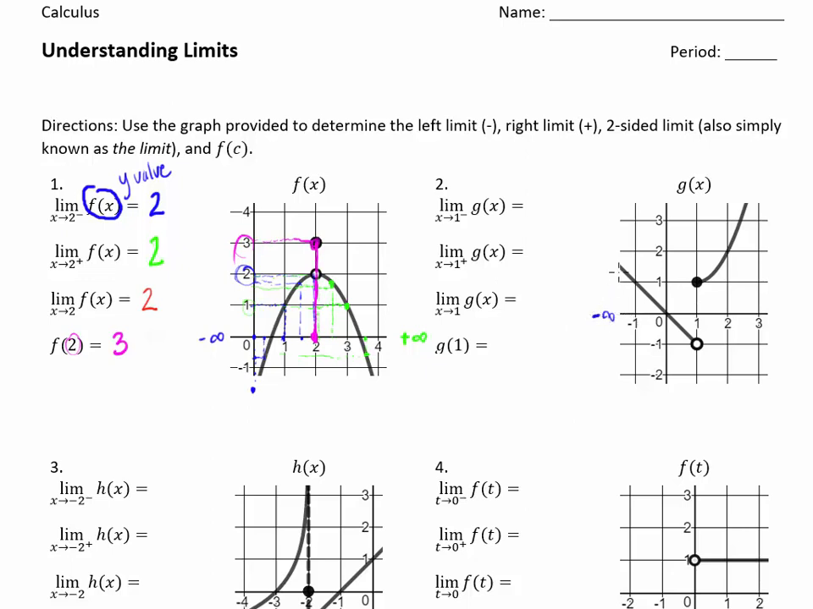So we come along this way. It looks like our y value is going down as our x is going towards 1, right? So our y value is going down as we get closer and closer to 1. Our y value, in fact, is getting closer and closer to -1.